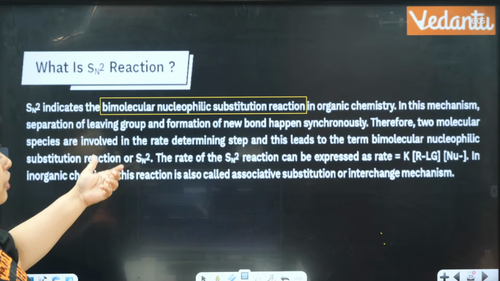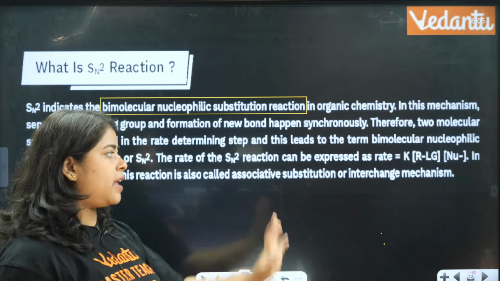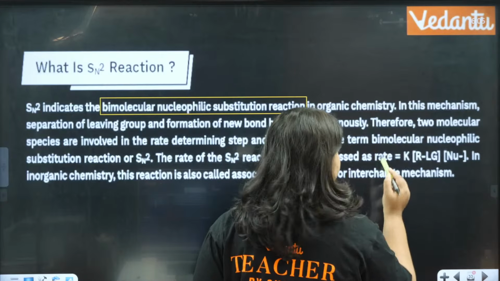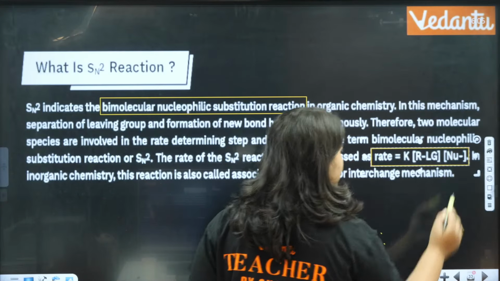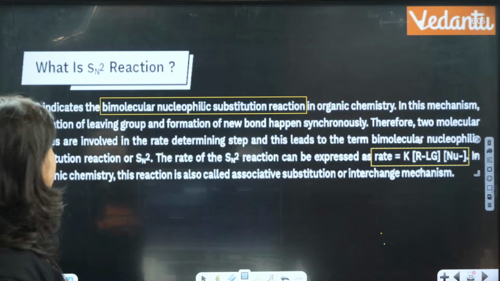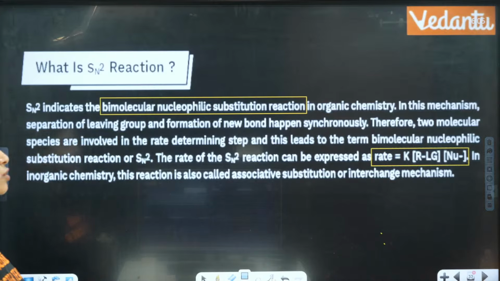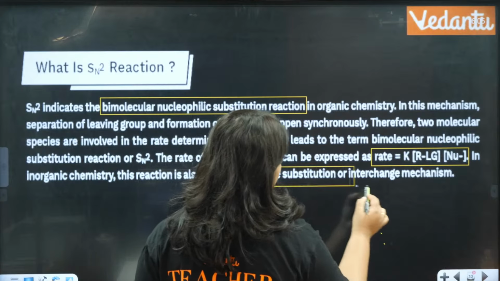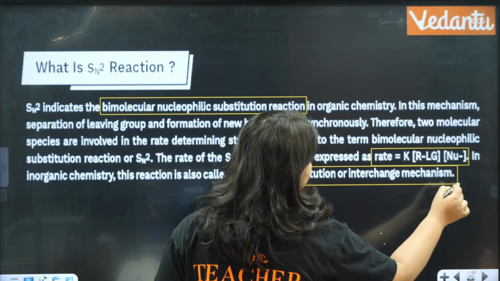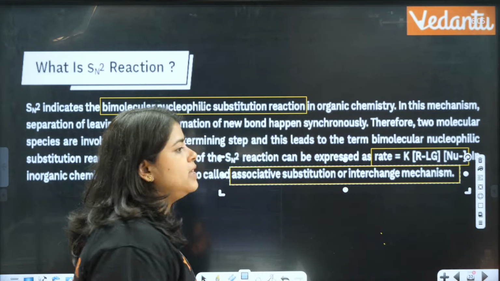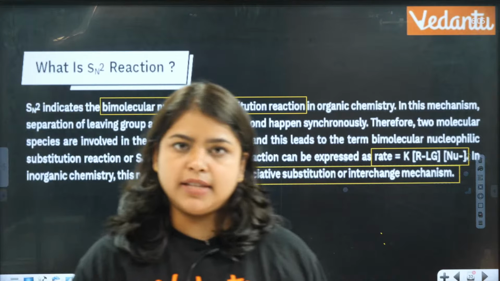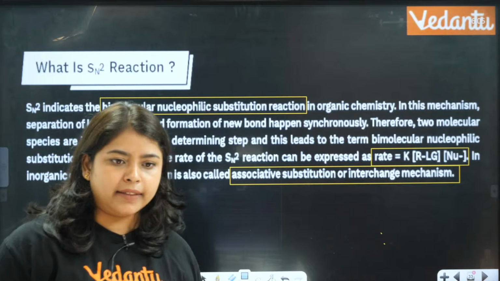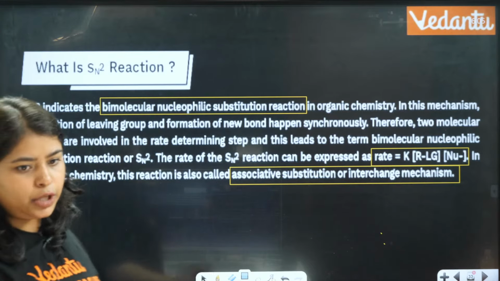The rate of the SN2 reaction can be expressed as rate equals k [RLG][nucleophile]. In inorganic chemistry, this reaction is also called associative substitution or interchange mechanism. You might have learned it in coordination compounds, so you must have seen it there.